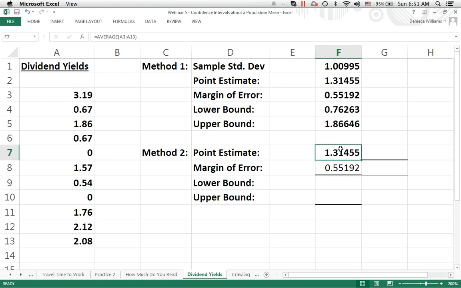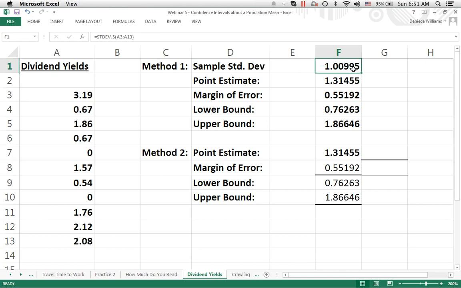So the reason why I need to find my point estimate is because I need to use my point estimate to find my lower and upper bound. So again, it's the same thing that I have here. I'll come up with the same answers. I take this number and I subtract this number, and I take this number and I add the second number. So my answer, two different ways. This is the data analysis toolpack way, and then this is the functions way.